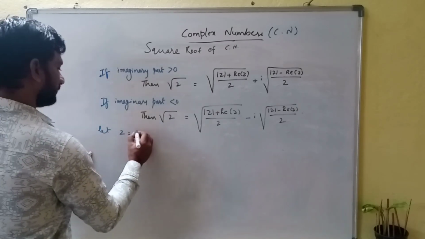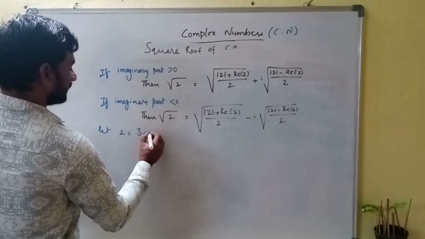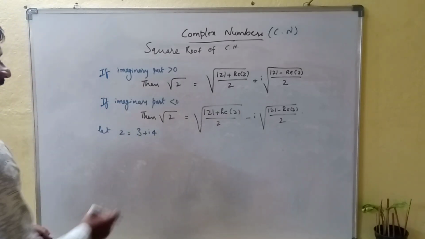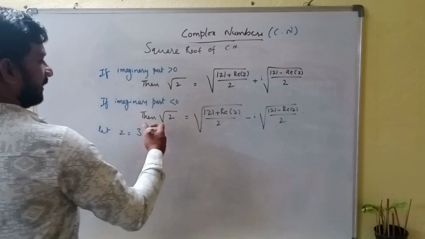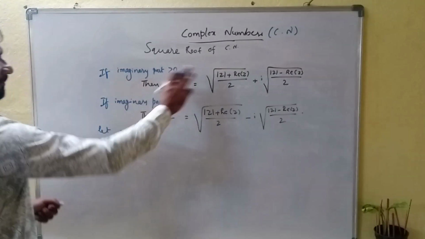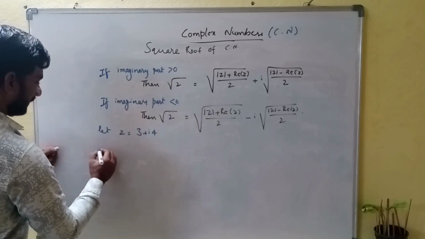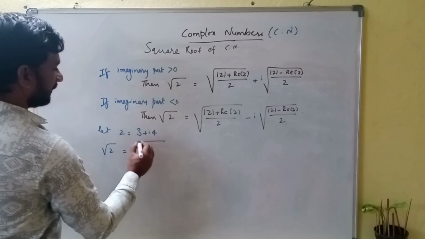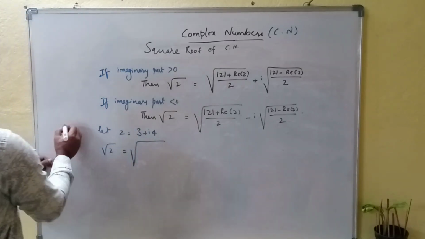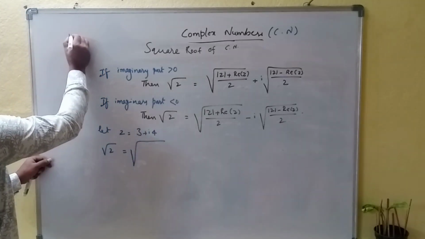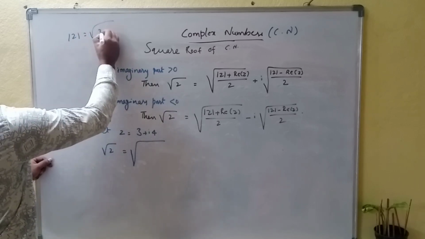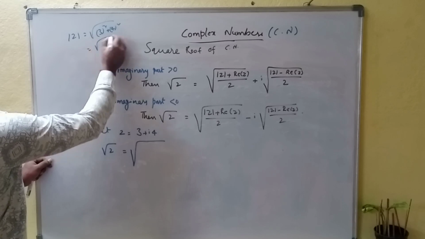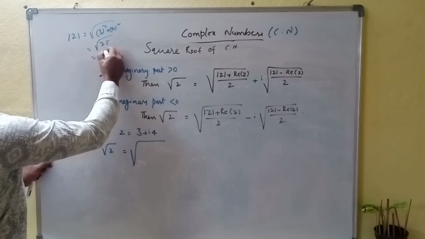Let z is equal to 3 plus i4. Here, if you observe the imaginary part, it is greater than 0. So then we will use this first formula to find the square root of the complex number. Then square root of z will be under root. Here, mod z is how much? This mod z is equal to under root 3 square plus 4 square. So this will become under root 25. This is equal to 5.